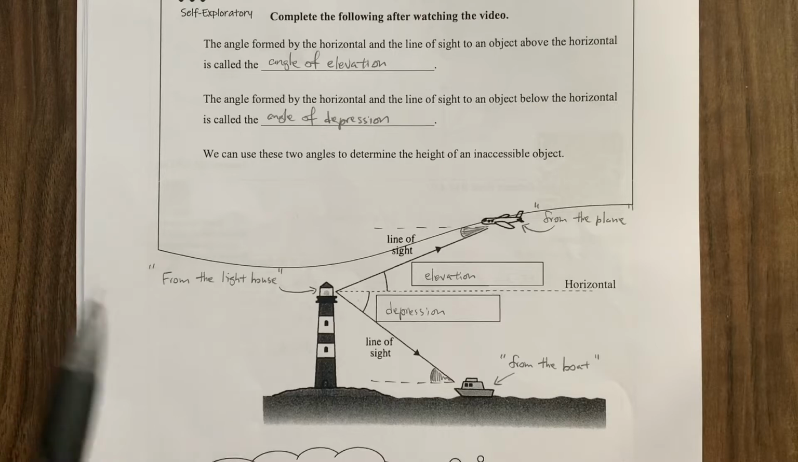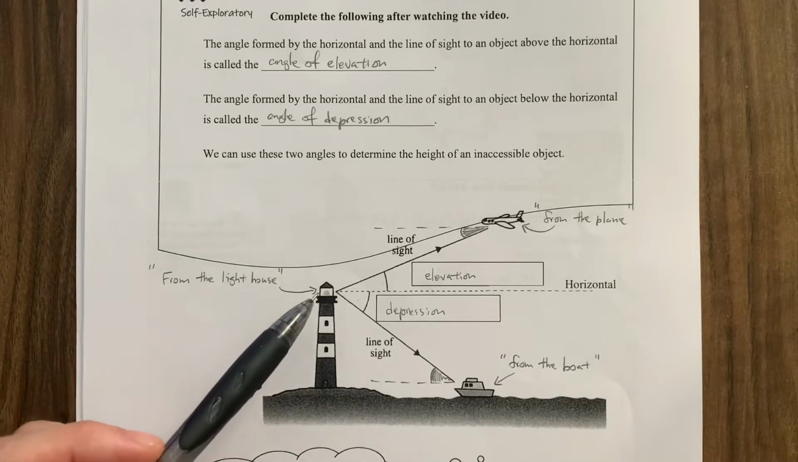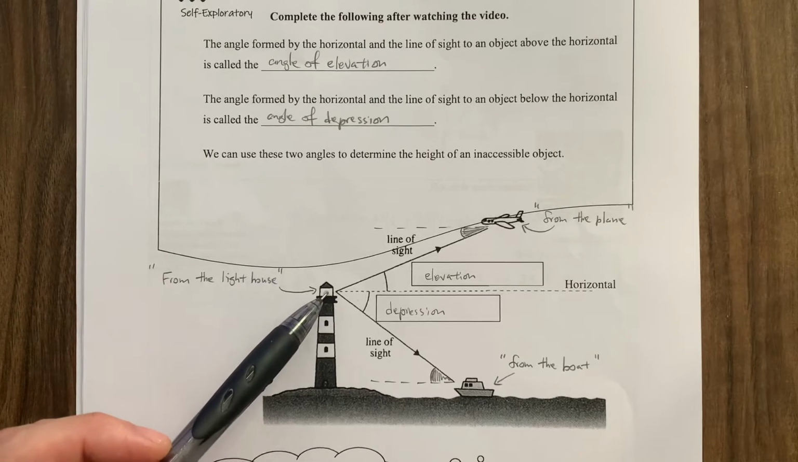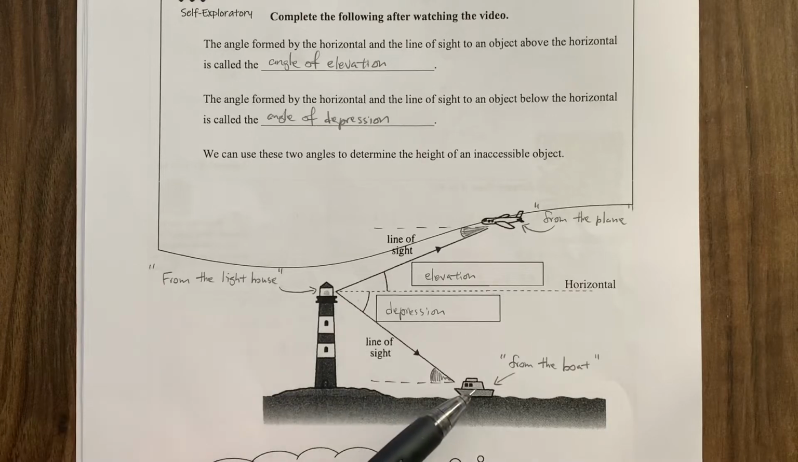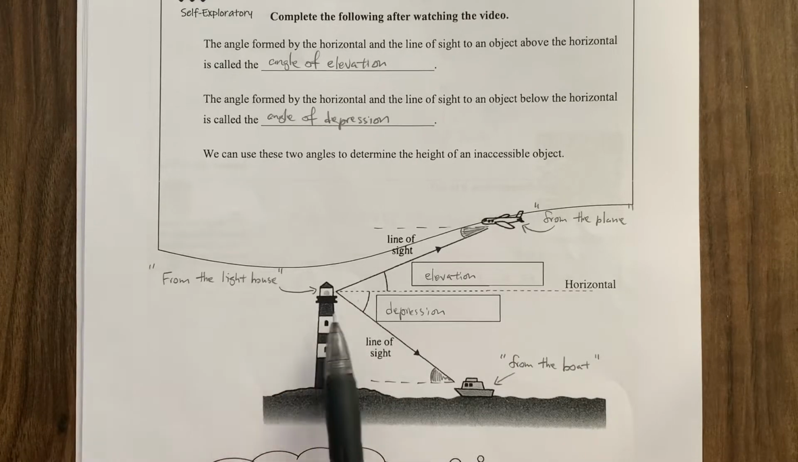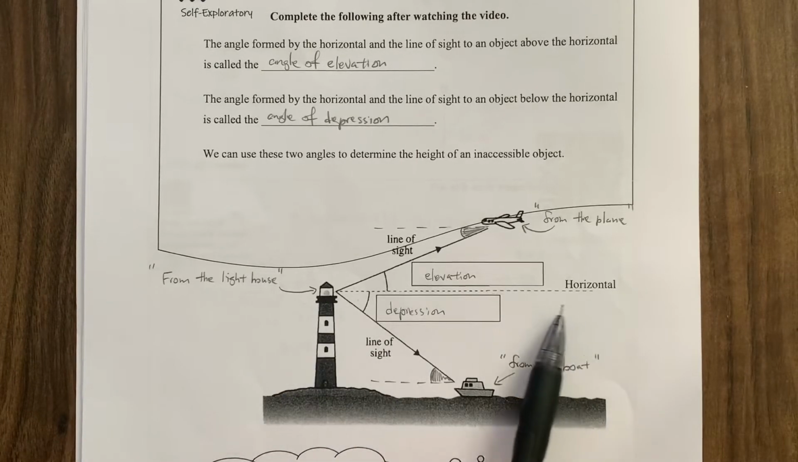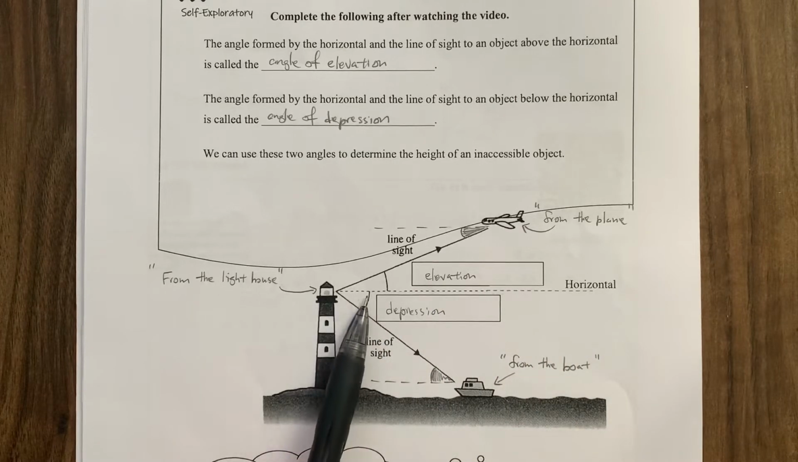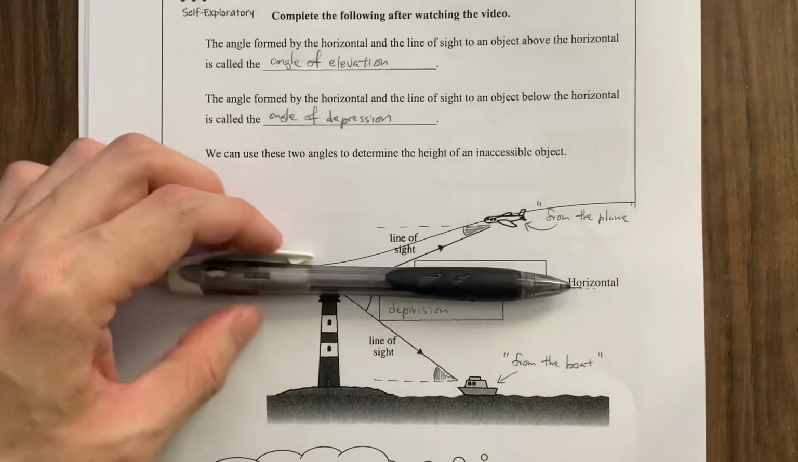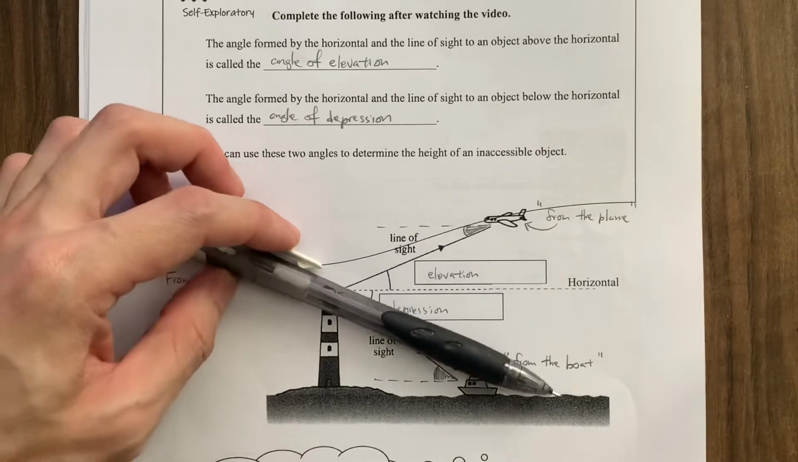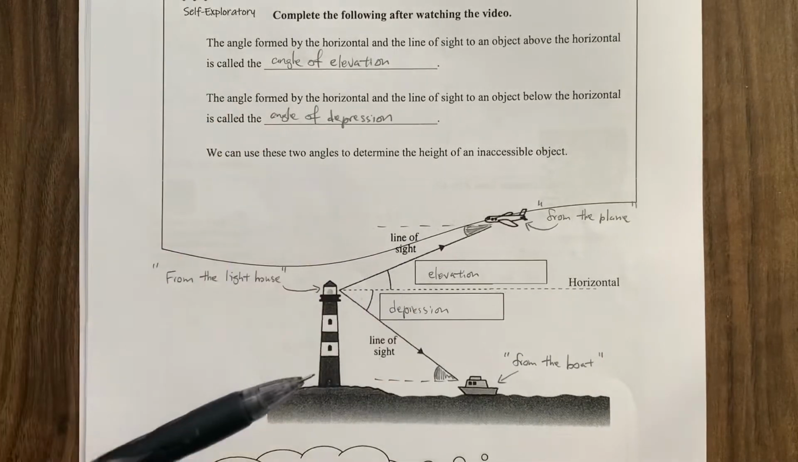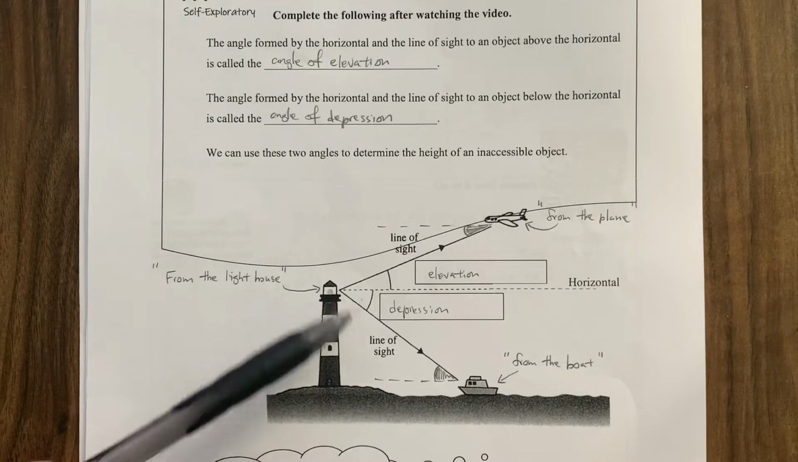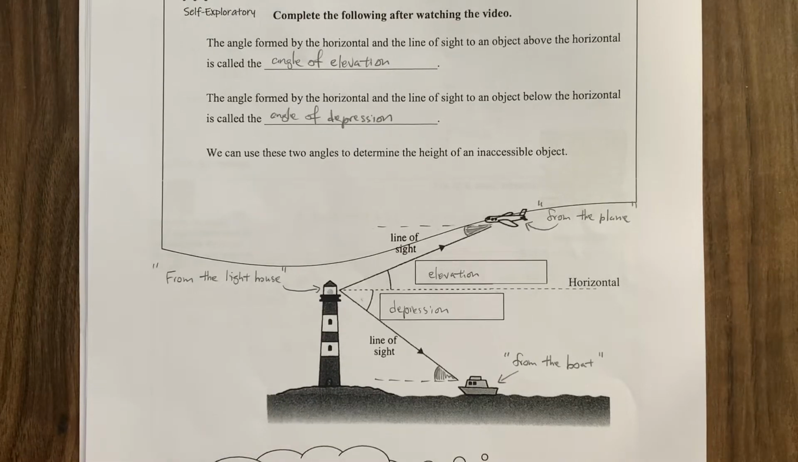Now in the same theory, if we look from the lighthouse point of view and then look at the boat, you can see that the so-called ground is still the same. I'm still looking forward in a straight line, but now I look down. So from here I'm looking downwards at the boat. This angle is what we call the angle of depression. It's actually very simple.